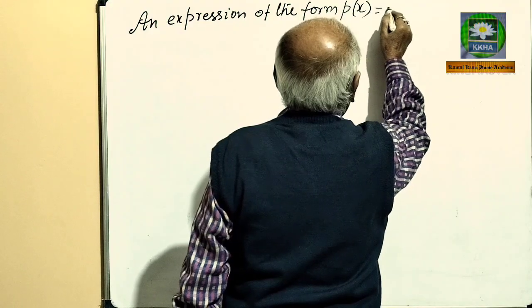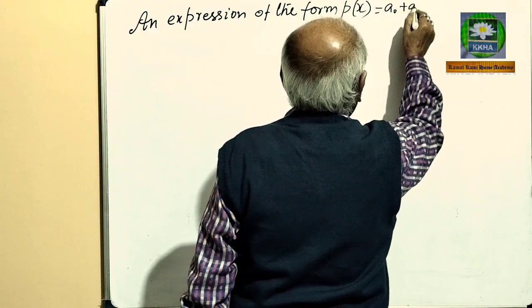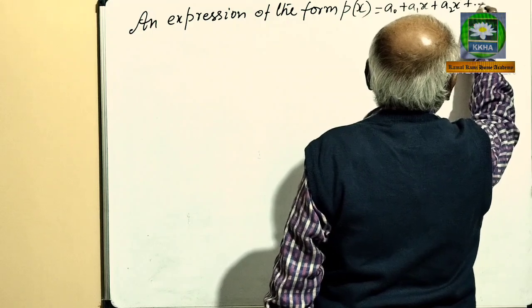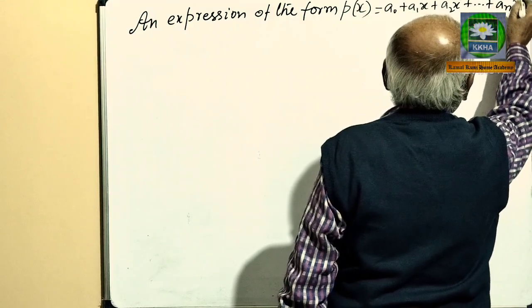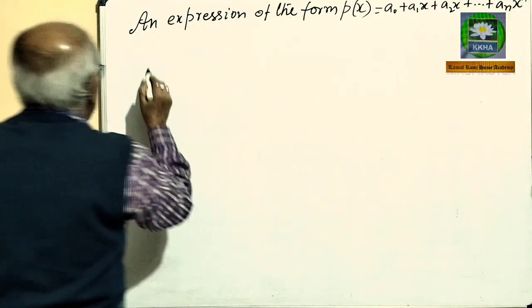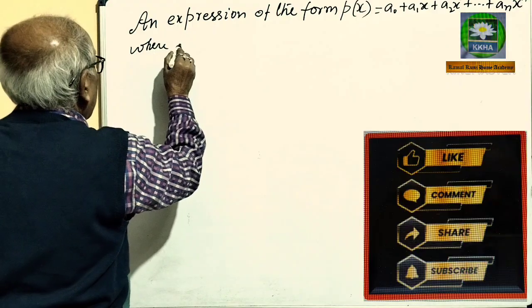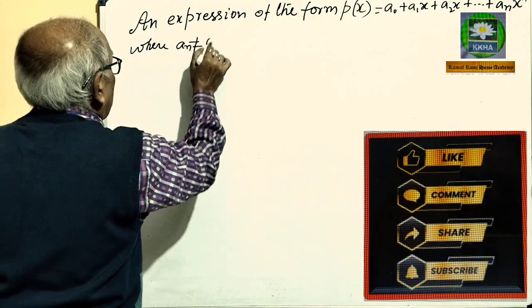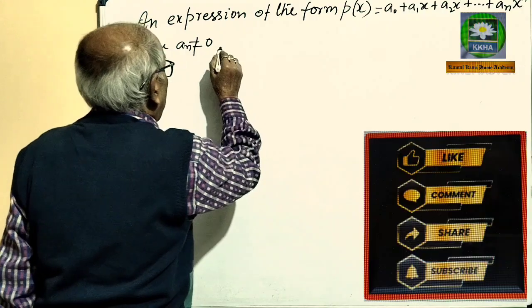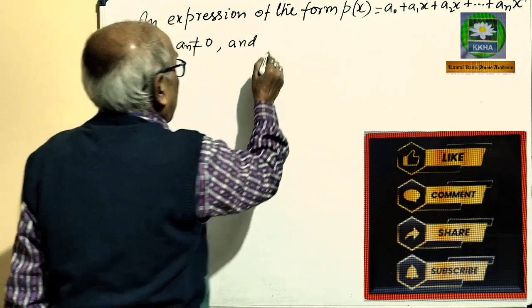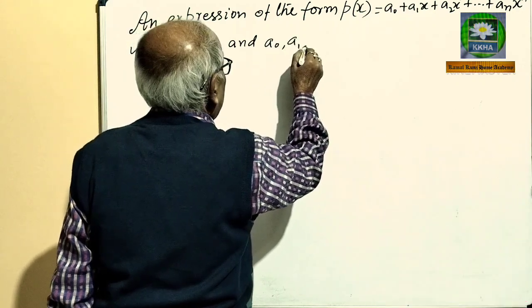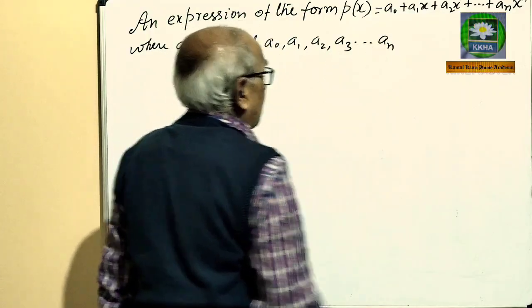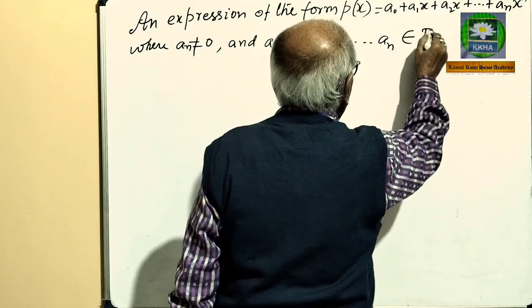P(x) equal to a0 plus a1x plus a2x square plus ... plus an x to the power n, where an is not equal to 0, and a0, a1, a2, a3 and an are real numbers, belonging to R.